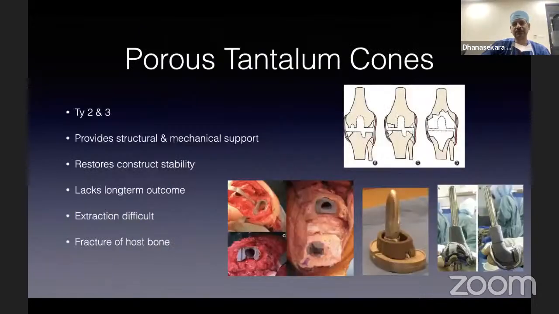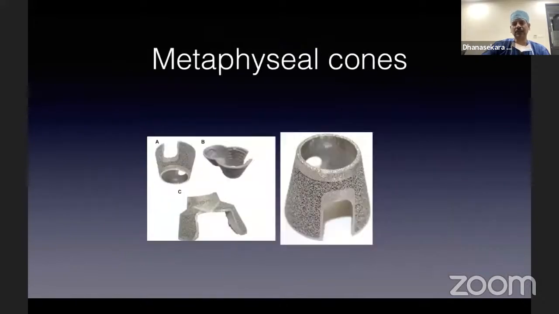The other option is the porous tantalum cones, again used in type 2 and type 3 defects, which provide structural and mechanical support. It provides immediate stability compared to sleeves. The cones can be directly impacted, and the implant can be cemented on these cones and gives excellent immediate stability. But the problem is extraction is difficult. Sometimes you try to extract this due to infection, and there is a chance of fracture of the host bone.